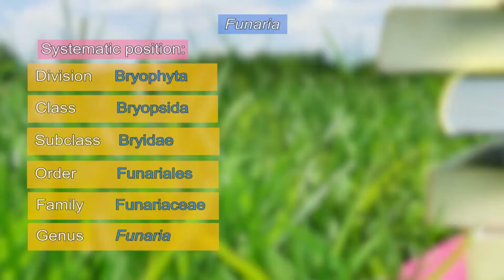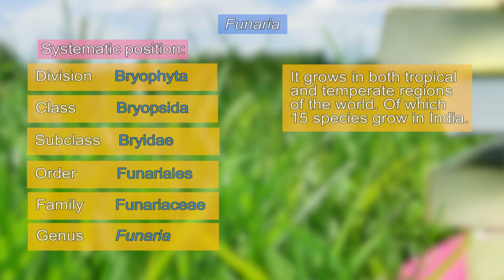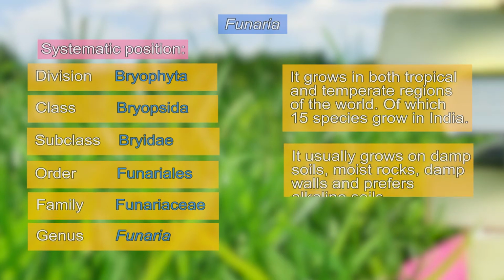Now we proceed towards the life cycle of a higher bryophyte or a more advanced bryophyte, that is Funaria. So let's start with Funaria. Funaria belongs to the order Funariales, family Funariaceae. Funaria is another most common moss growing in the temperate as well as in the tropical regions of the world. In India, it has been recorded that there are 15 species of Funaria. The most common species of Funaria is Funaria hygrometrica. It usually grows on damp soils, moist rocks, and prefers an alkaline environment in the soil.